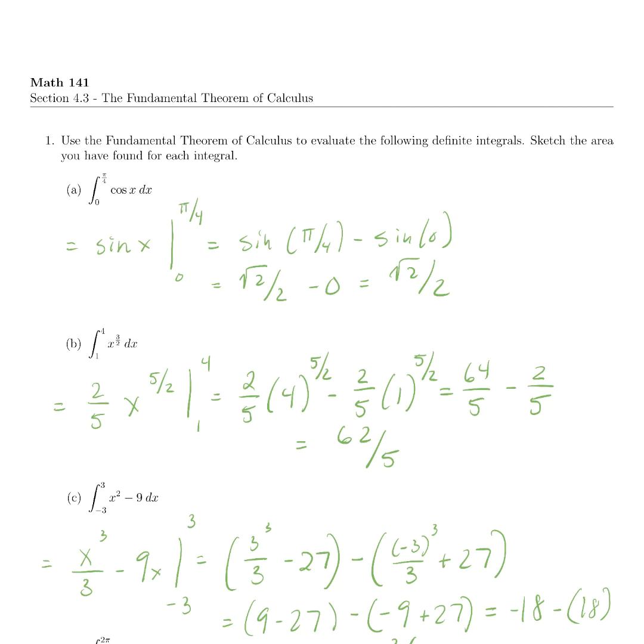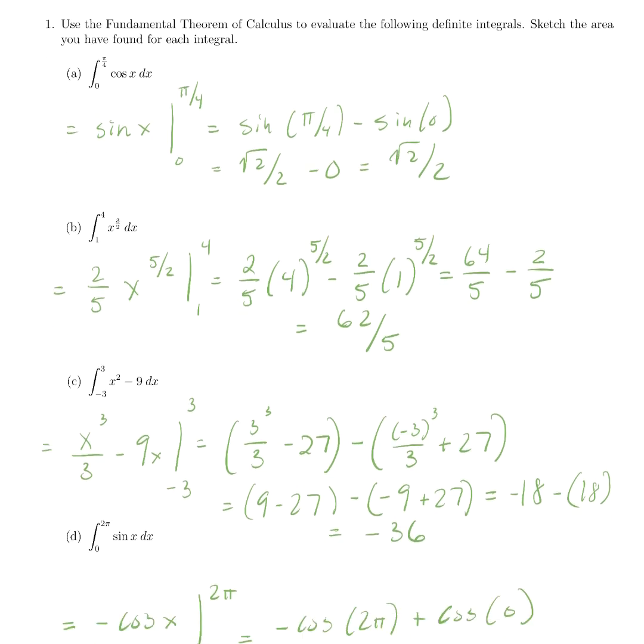All right, here are the solutions to the section 4.3 activity on the fundamental theorem of calculus. So we're going to evaluate some definite integrals, and it asks you to sketch the area you found for each of these integrals. I didn't leave myself a lot of space here, but I'll do my best to draw some sketches here. Okay, so this first integral says the integral from 0 to 4 of cosine x dx.